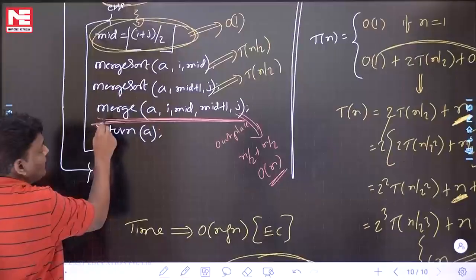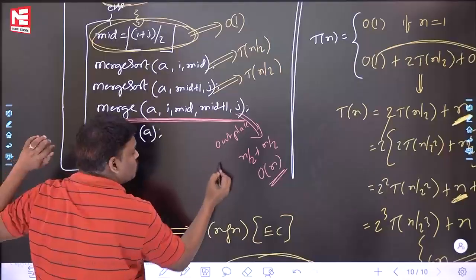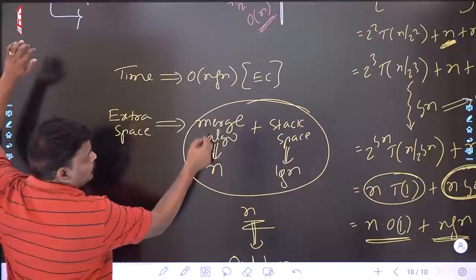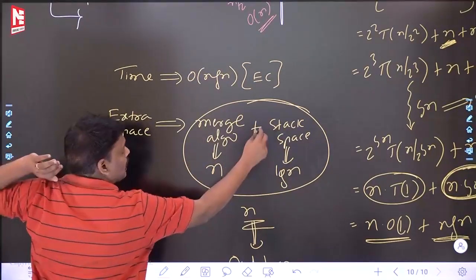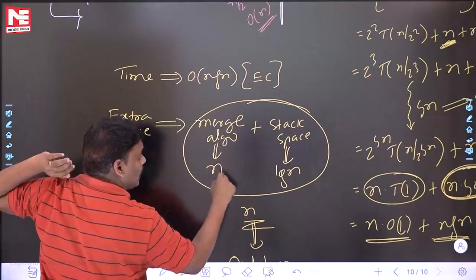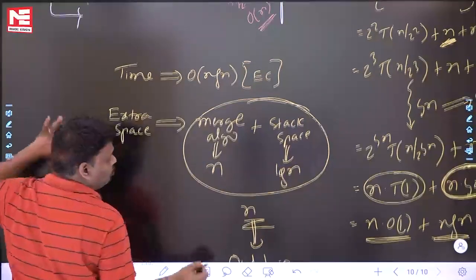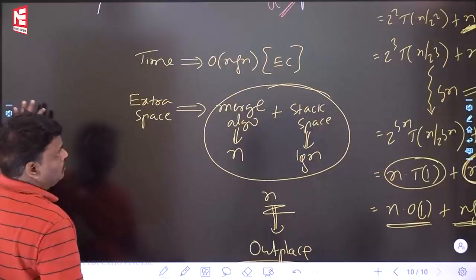In the merge algorithm, because it is out of place, you take n extra space. Please be careful. N space for the merge algorithm, stack space is log n, overall is n plus log n, which means n. Because it is more than log n, it is out of place.